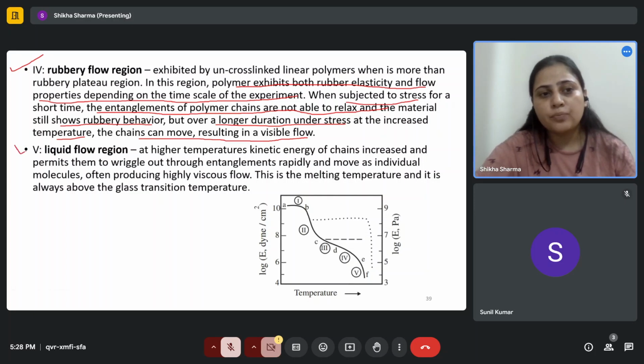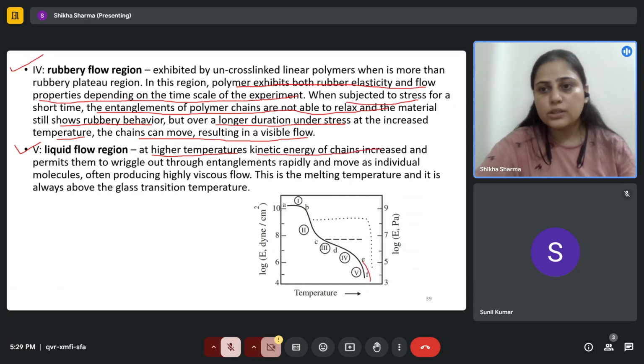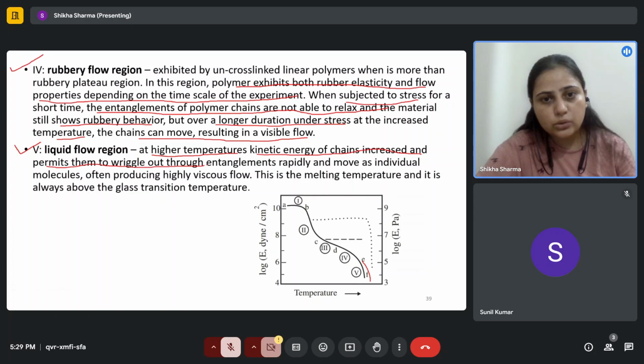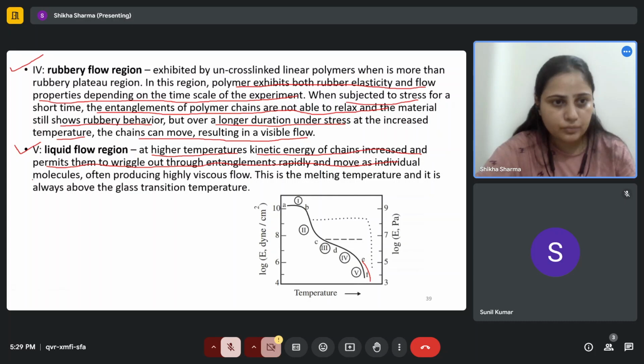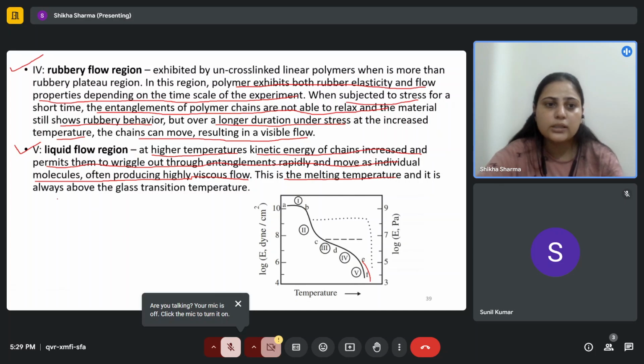In the fifth region, the liquid flow region, at this very high temperature, the kinetic energy of the chains increases and permits them to wriggle out through entanglements rapidly and move as individual molecules. And then it will show high viscous flow. This is the melting temperature and it is always above the glass transition temperature.